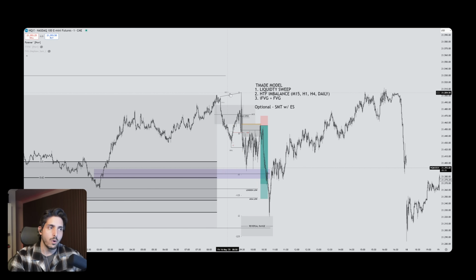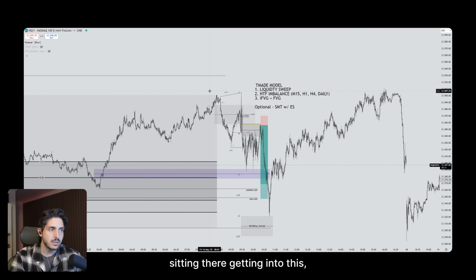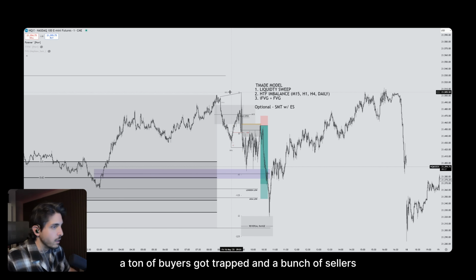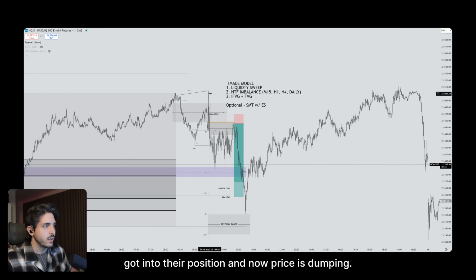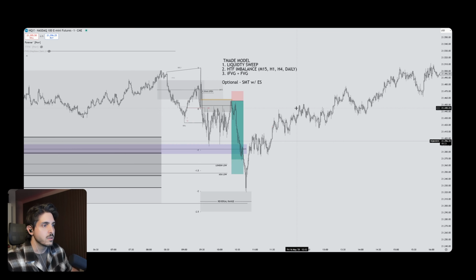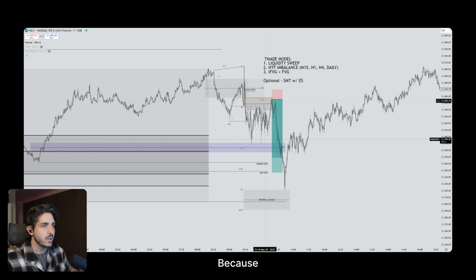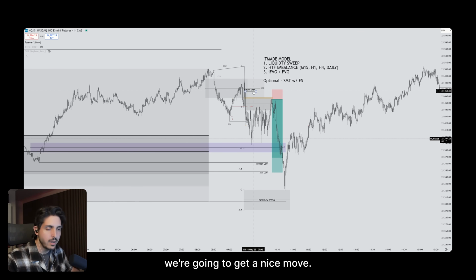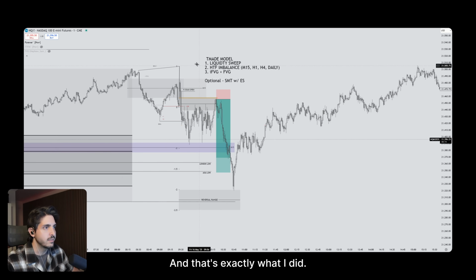That's a ton of sellers sitting there getting into this position. So a ton of buyers got trapped and a bunch of sellers got into their position and now price is dumping. So I want to get in on that move, right? Because I know that when there's pain in the market, we're going to get a nice move. And that's exactly what I did.